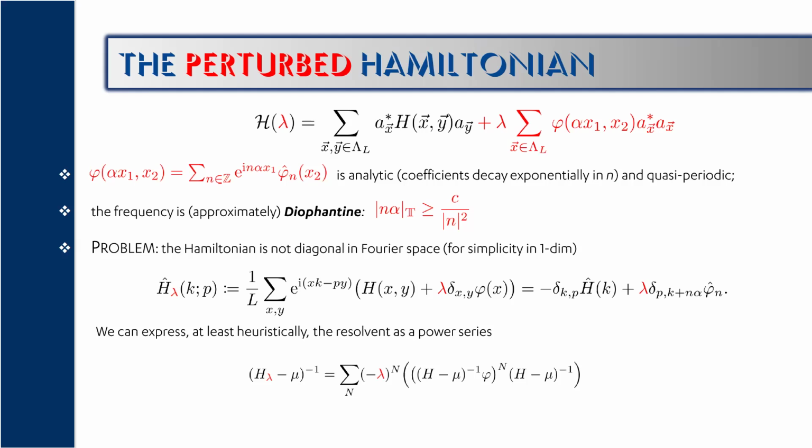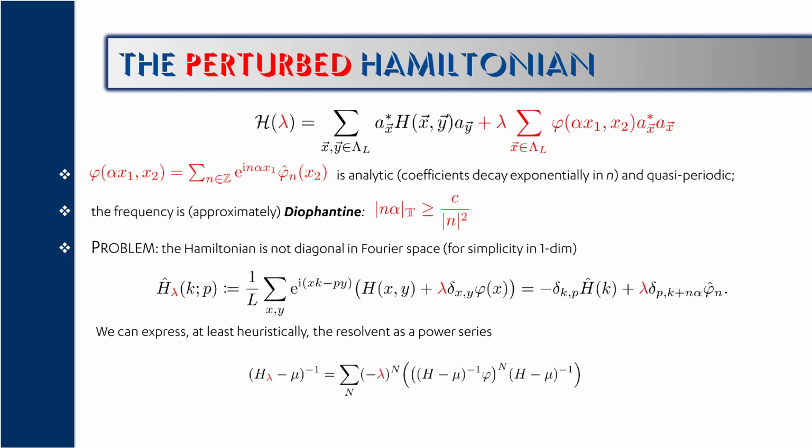So I will just say, with no proof of this, so as to justify the need for a multi-scale analysis, that we start with the Hamiltonian. We take the Fourier transform in both coordinates, and for simplicity I am reducing to just one dimension.